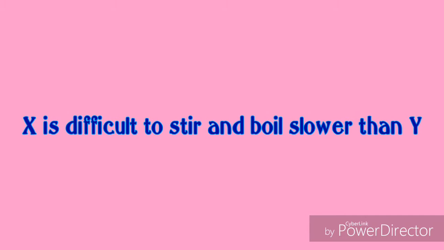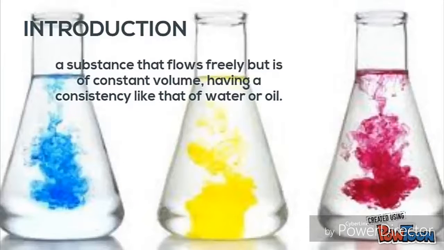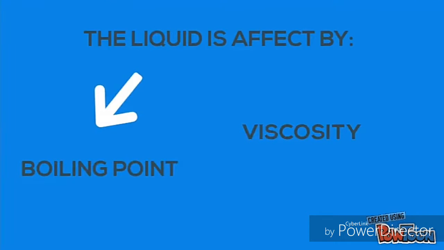Problem statement: X is more difficult to stir and boils slower than Y. A liquid is a substance that flows freely but is of constant volume, having a consistency like that of water or oil. The liquid is affected by boiling point and viscosity.